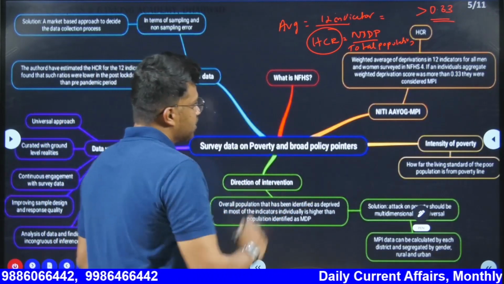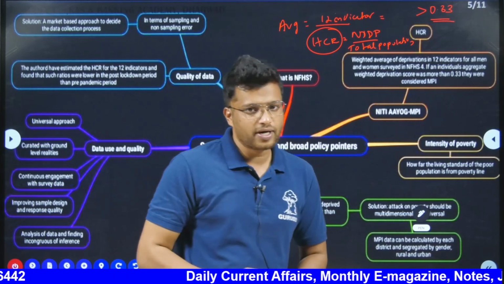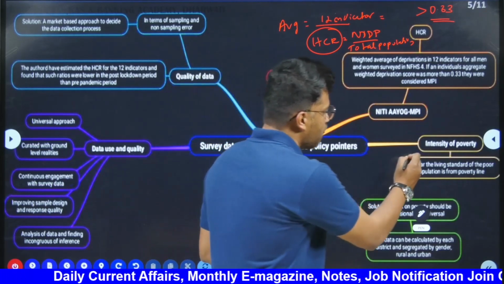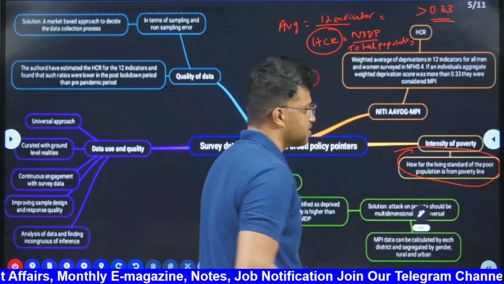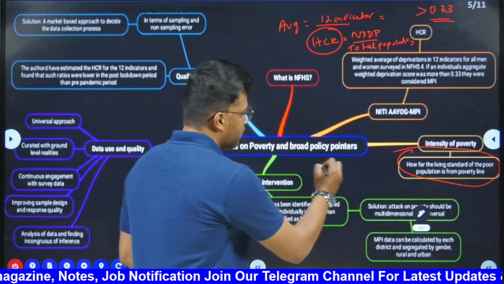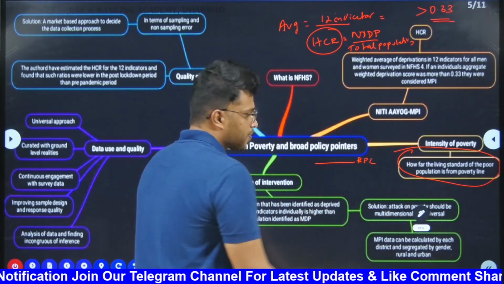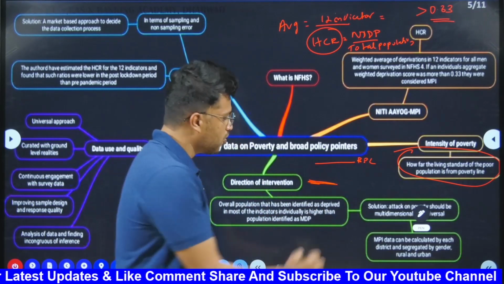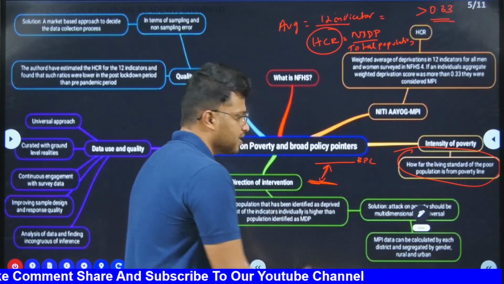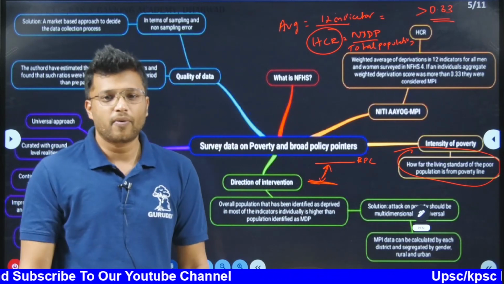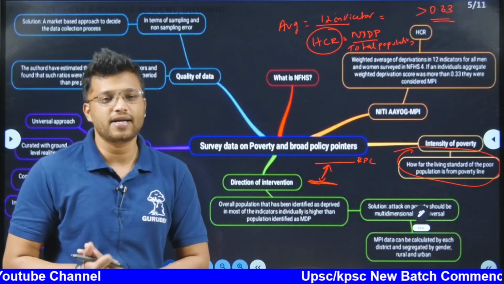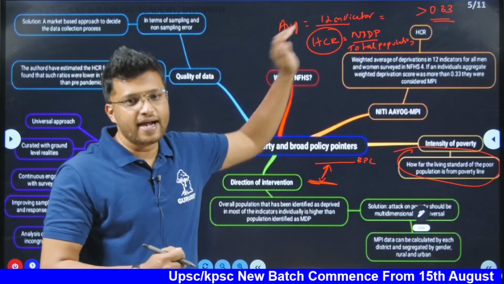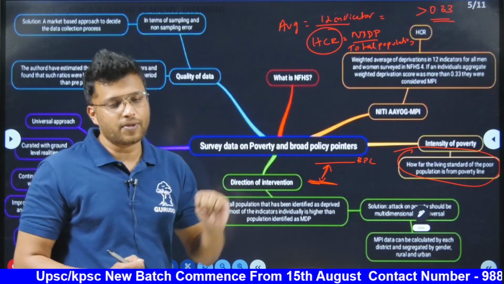Then the other thing is your intensity of poverty. Intensity of poverty is how far the living standards of the poor population are from the poverty line. That is, if someone is considered a BPL family, a BPL person, and if he is lying in this line of poverty, what is the distance between this and this? That will be calculated as your poverty intensity. So under the multi-dimensional poverty index, we are calculating the head count ratio as well as the intensity of poverty.